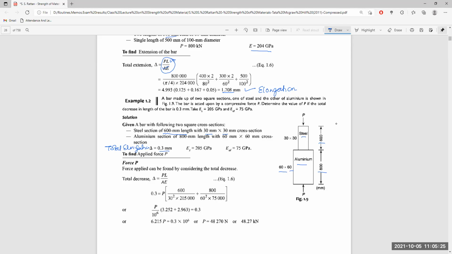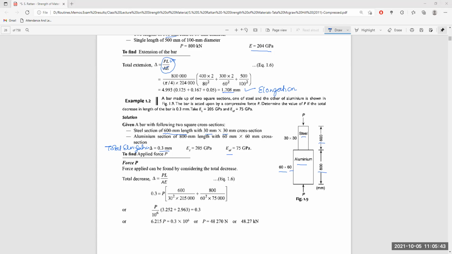Young's modulus for steel is given. Young's modulus of aluminum is given. Young's modulus of steel is given. 1% of aluminum is given. Okay. Then force can be applied by considering this total decrease.